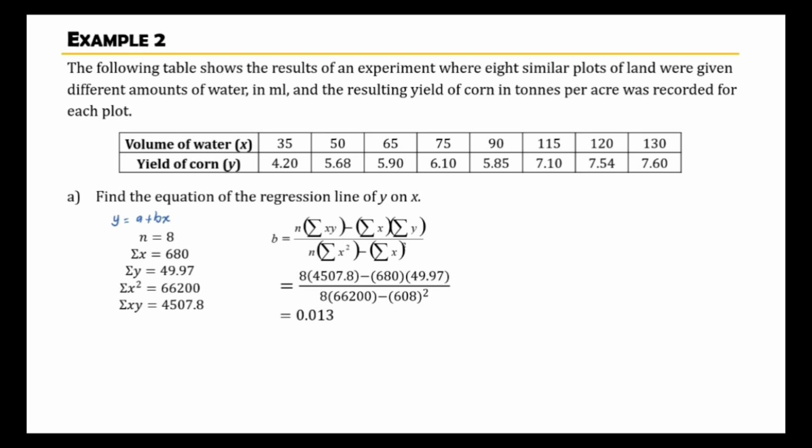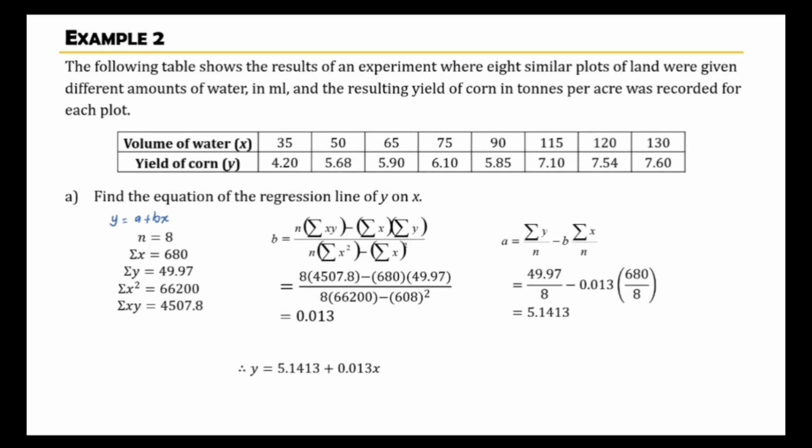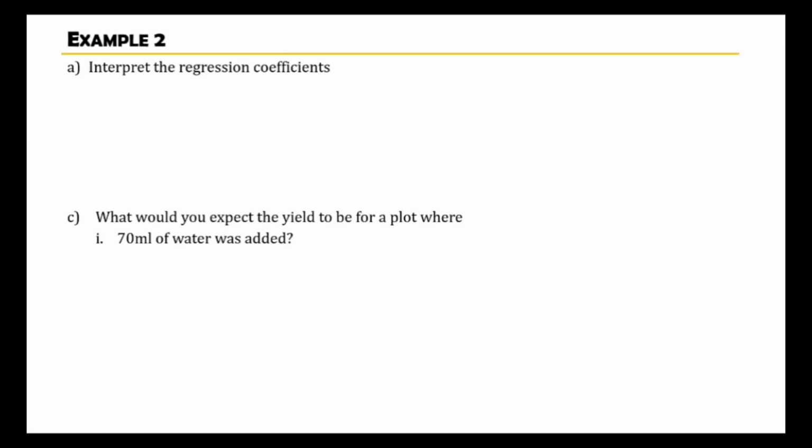0.013 for b. And a is given by this formula. Substituting, we get a equal to 5.1413. And this gives us the equation y equal to 5.1413 plus 0.013x. This is the regression line of y on x. A, interpret the regression coefficients.